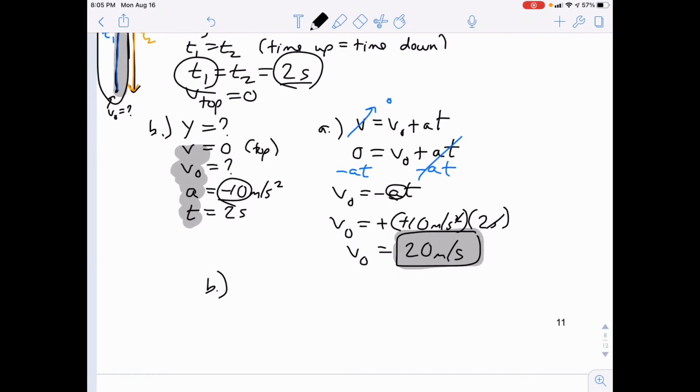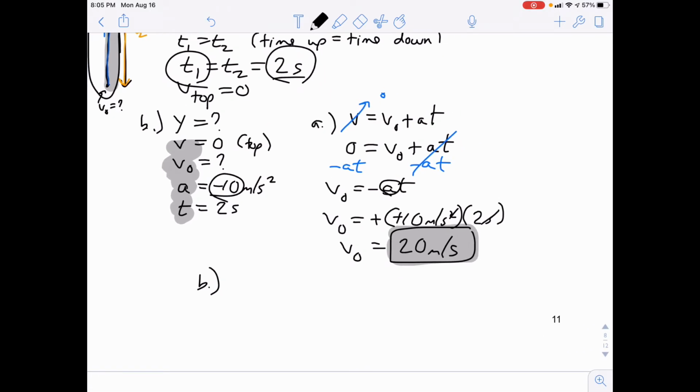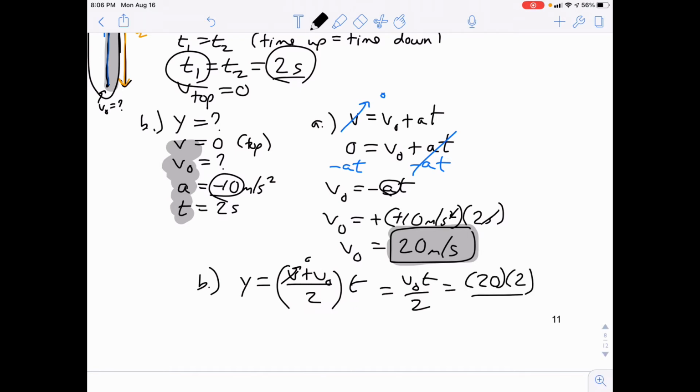And then for part B, we want to know how high it goes. What was the highest point? Okay, now we could use equation 3 like we did last time, which is y is equal to v plus v naught over 2 times t. Velocity at the top is 0. And so we get v naught times t over 2. That's all that's left. That would be 20 times 2 divided by 2. And you can see those 2's cancel, and it's a very easy 20 meters high.